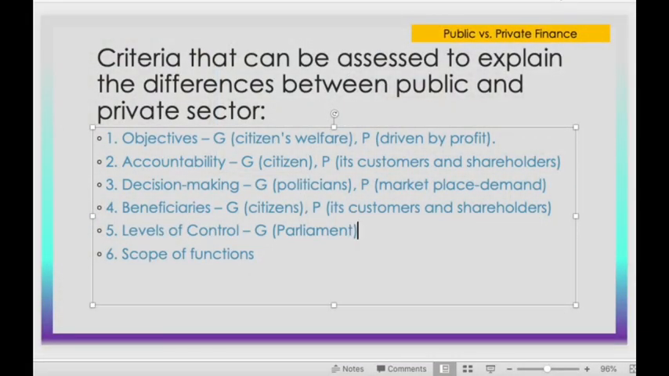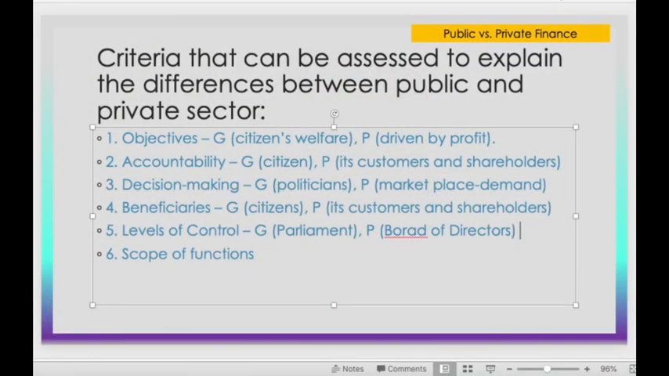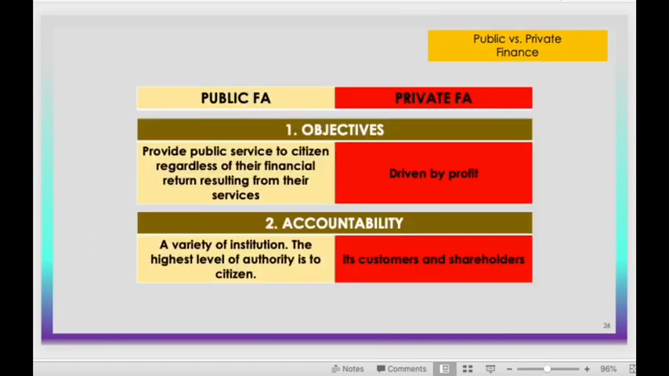Who will get the benefit? For government, it's the citizens. Meanwhile, for private sector, it's the board of directors. The last one, scope of functions is broad. Meanwhile, for private, it's narrow. Right, you have that. Here you go.